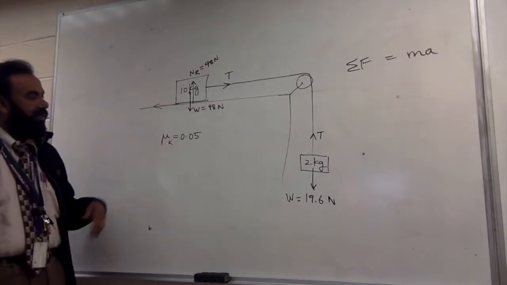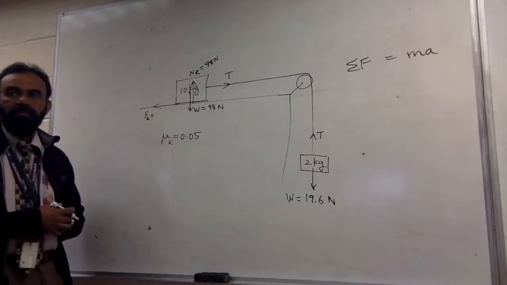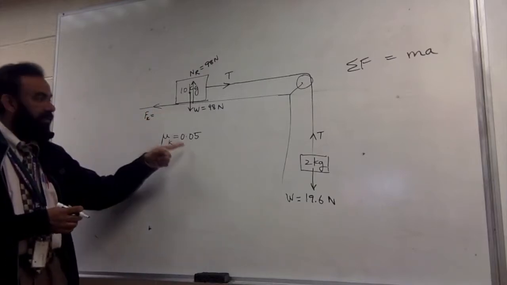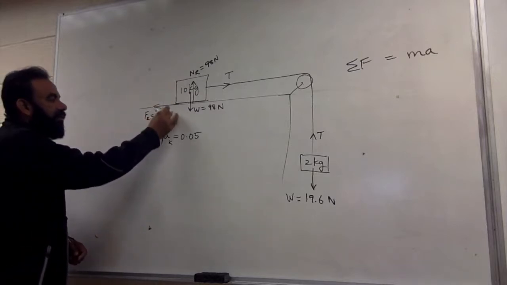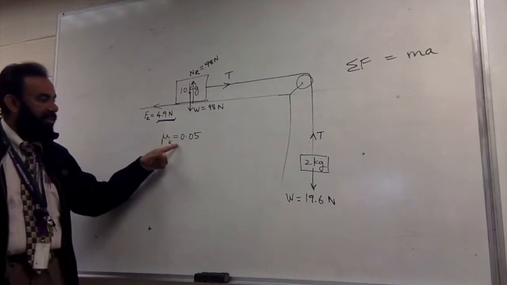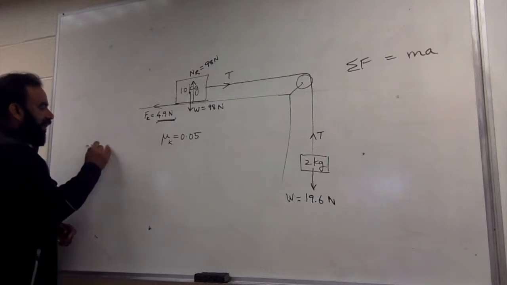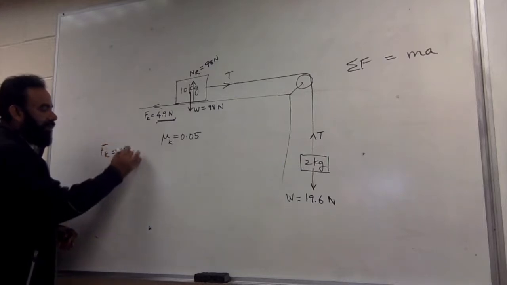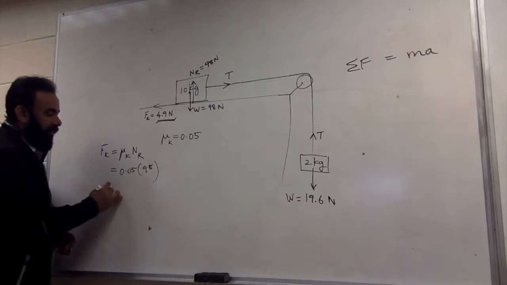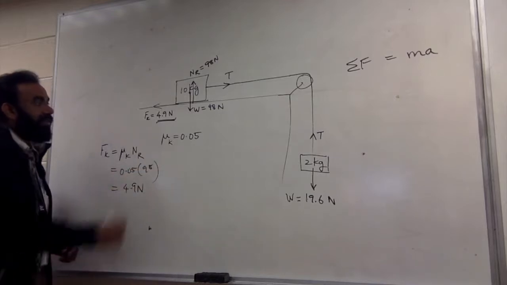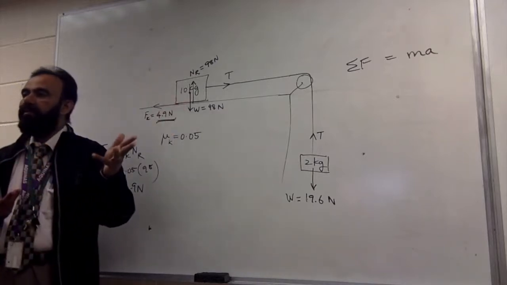Okay? And why do you think so? Because find out how much is the kinetic friction here? Mu k times 4.9, so this is 4.9 newtons. And how do you get 4.9? This Fk is mu k times normal reaction, which is 0.05 times 98. And that is 4.9 newtons. That is the frictional force on this object while the object is sliding.